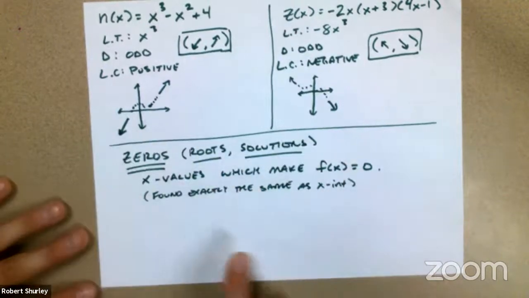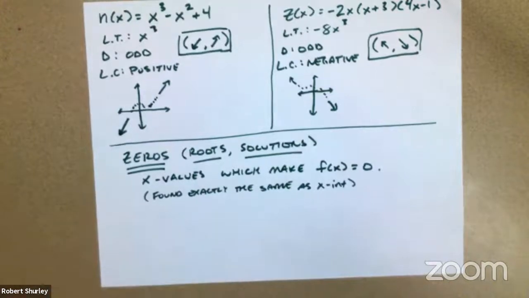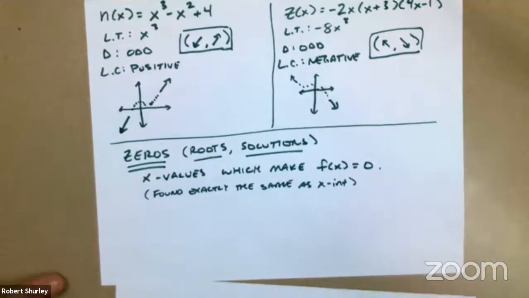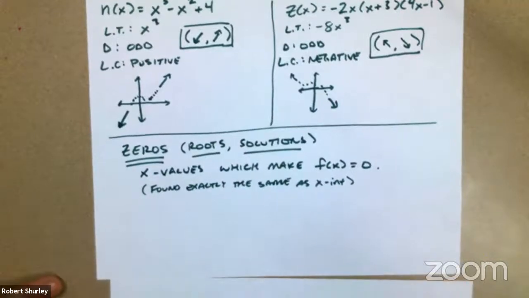So that's just the definition, and we're going to use this a lot. You'll hear me say the word zero a lot throughout the rest of the semester, and really it's just x values that make f of x equal to 0. And we don't have to write these as coordinates. They're just solutions, like x equals 5, x equals 2, and so on.